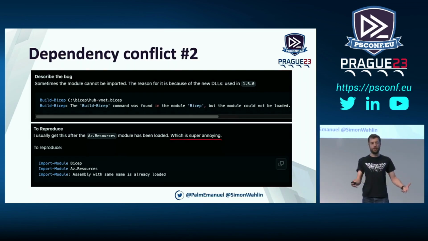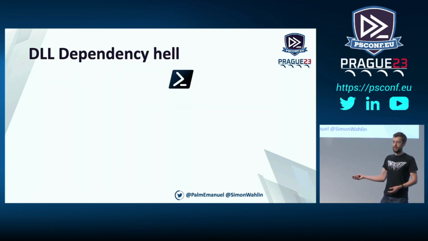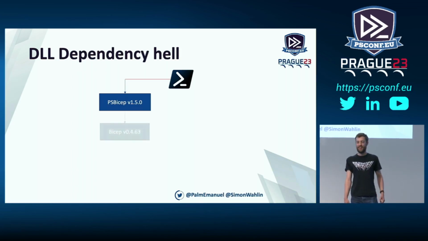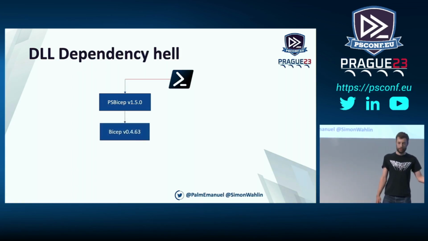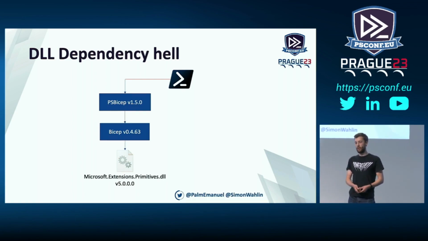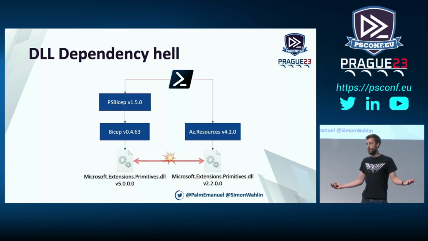And as the community was using our module more and more, we realized that this was a larger problem. So we were in dependency hell. And once more, this time, we were loading PS Bicep, another version later on, a couple of months. I think we had the Band-Aid before you had to rip it off. And that was loading Bicep, another version, which was loading, in this case, Microsoft Extensions primitives. We don't have to bother going into detail what it does, but Azure Resources also use this package, but a much lower version. So they were once more conflicting.